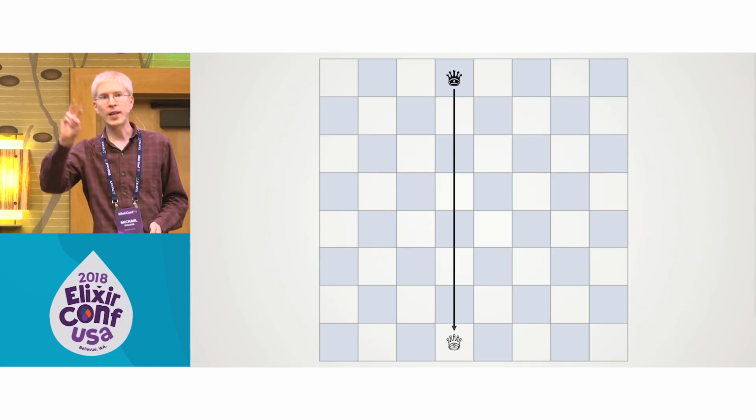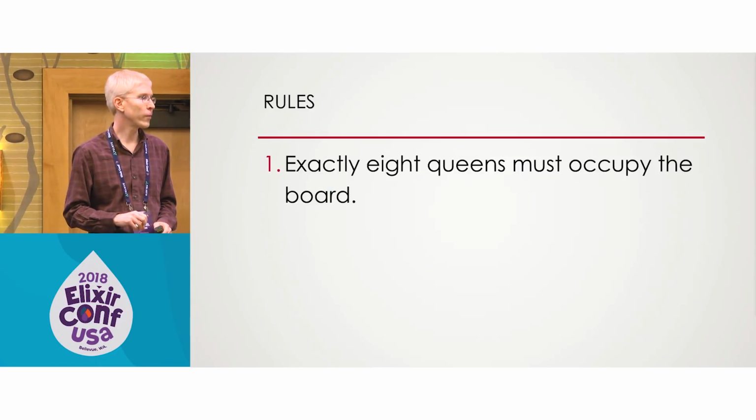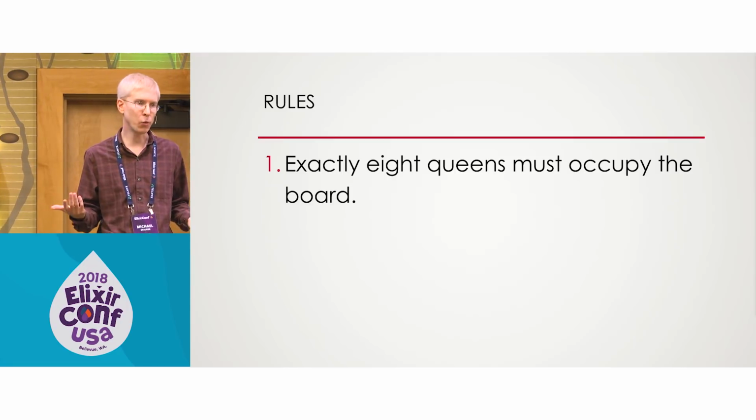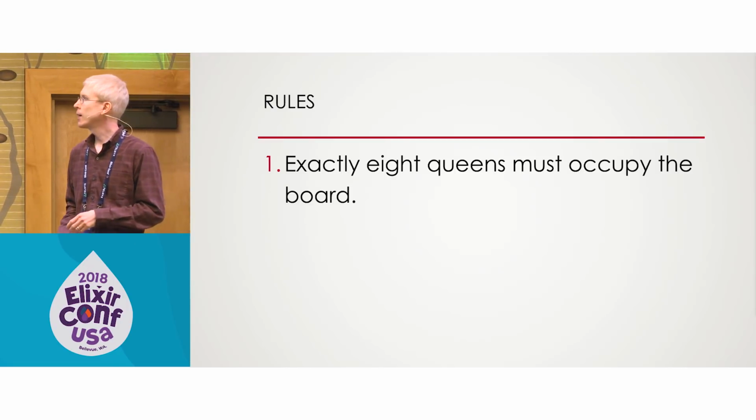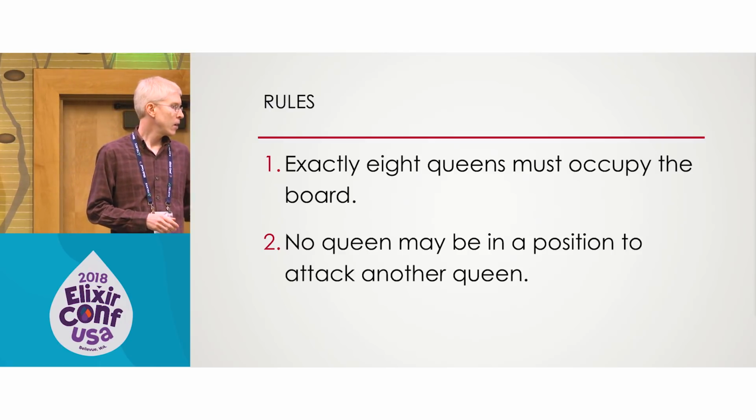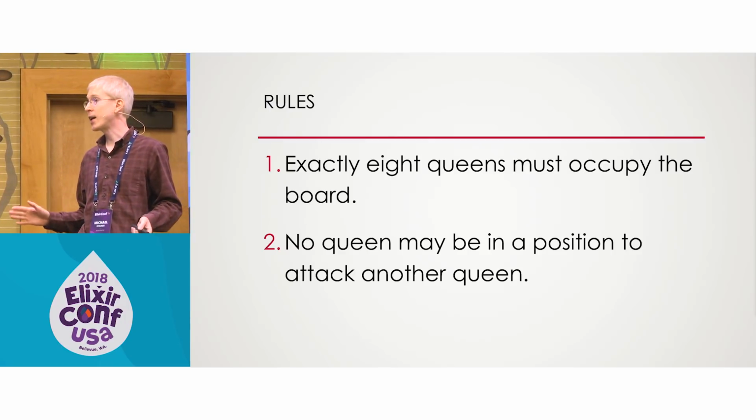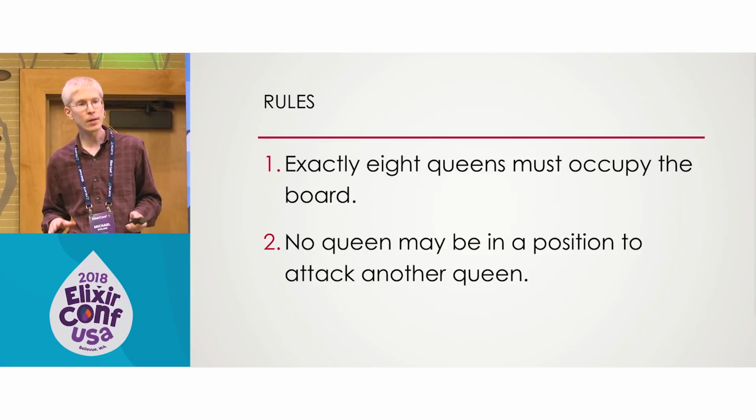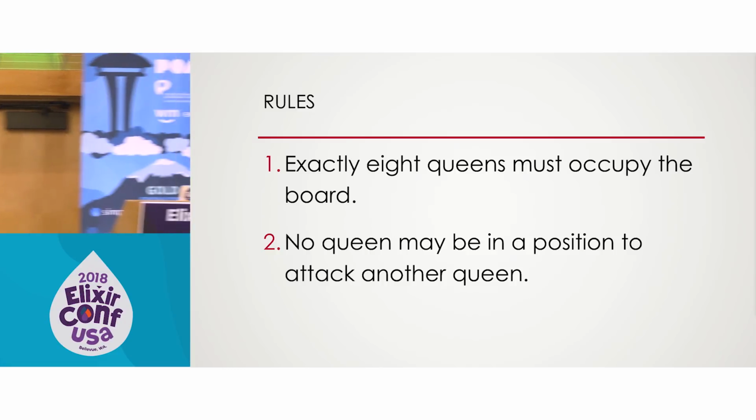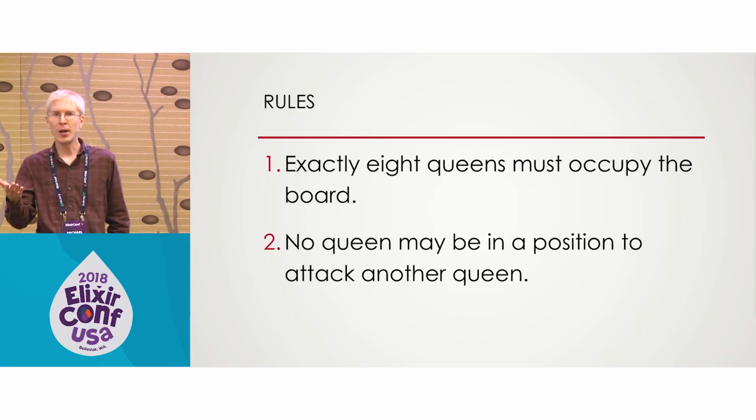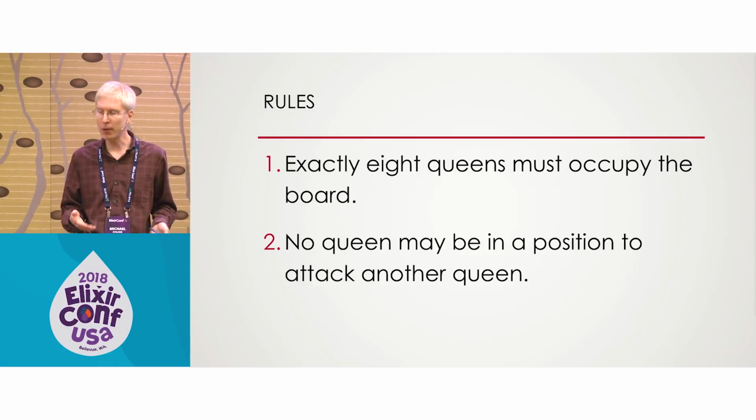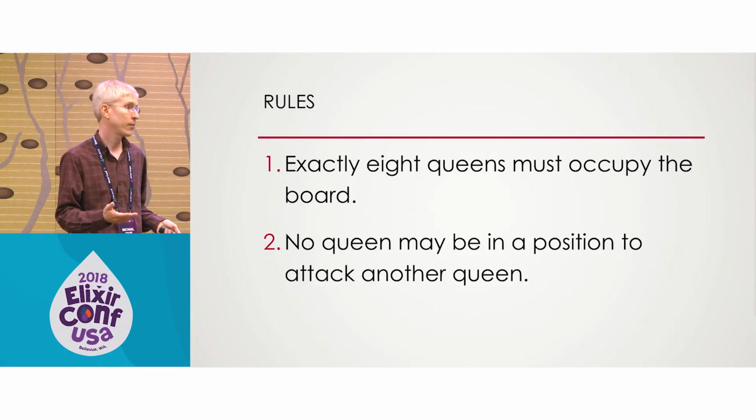Here are the 2 rules for the 8 Queens problem. Number 1, there have to be 8 queens on the board. Easy enough, assuming that you have 8 queens. I know most chess sets come with 2, but let's say that you got a few extras, a few spares. And second, no queen may be in a position to attack any other queen. Now, being a good programmer, you know that the first thing you do when you get a programming problem of some sort is not to pull out your keyboard, it's to think.